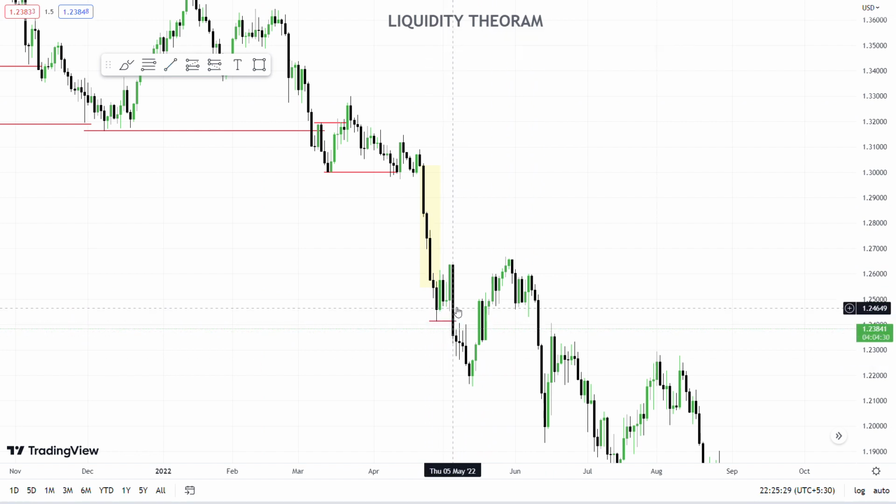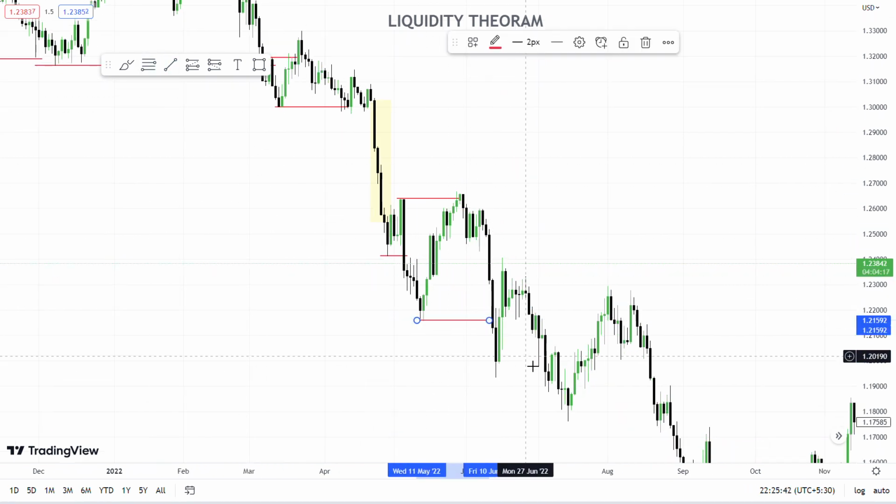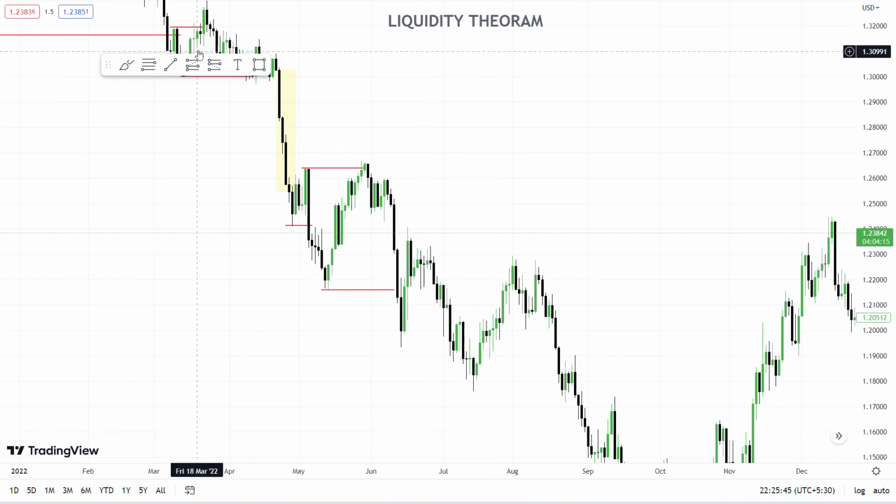See, buy side liquidity taken. Can you see the huge push? And again, buy side liquidity taken. Can you see the drop? Again, the sell side liquidity is taken. Can you see the push? And again, the sell side liquidity is taken.